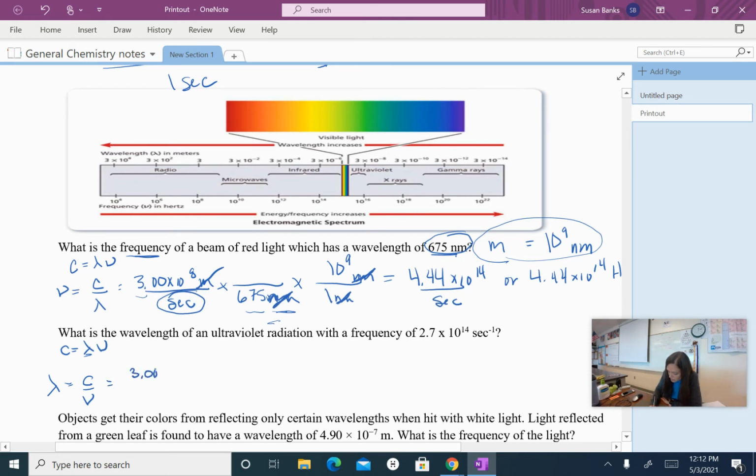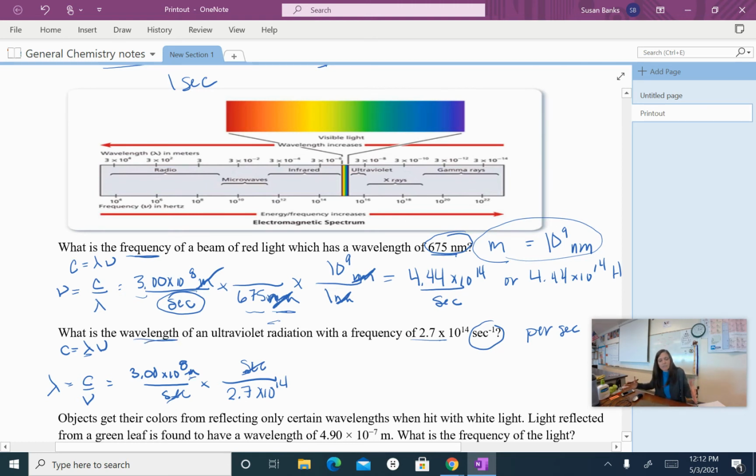It's 3.00 times 10 to the 8th meters per second. And I want to divide by my frequency. Now this second times 10 to the negative 1 really means per second, or divided by second. So if I put this on the bottom, 2.7 times 10 to the 14th, and the second was on the bottom, it now becomes part of the top. So that means seconds cancel, and I'm left with meters. And that's what we should get for wavelength.